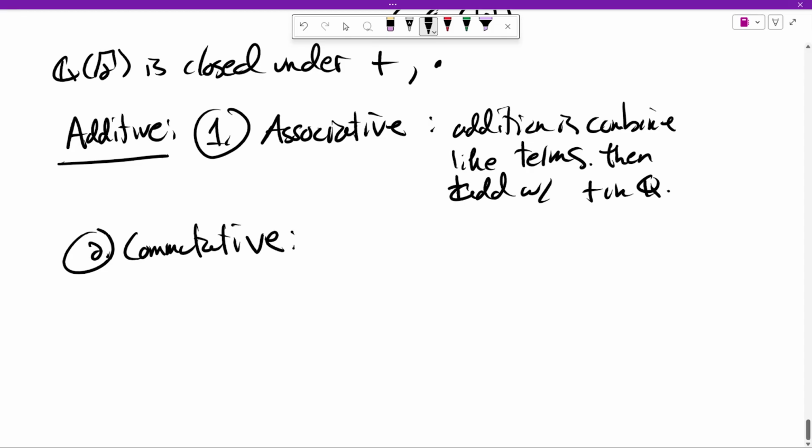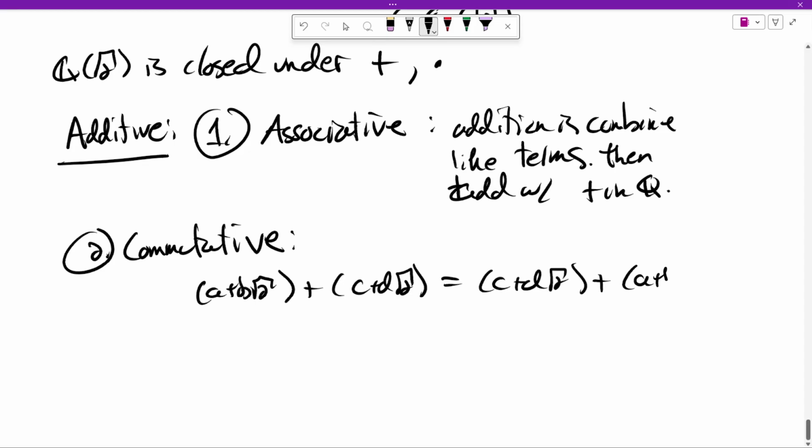We need to show that A plus B root 2 plus C plus D root 2 is equal to C plus D root 2 plus A plus B root 2. That is, we need to take two random elements. What do random elements look like? They look like a rational number plus a rational number times root 2. So here's our first random element, and then our second random element is C plus D root 2. We need to add them together, add them in the reverse order, and check that they're the same.